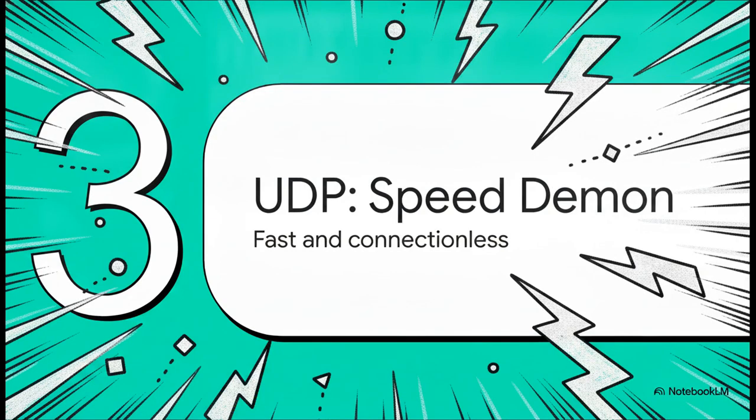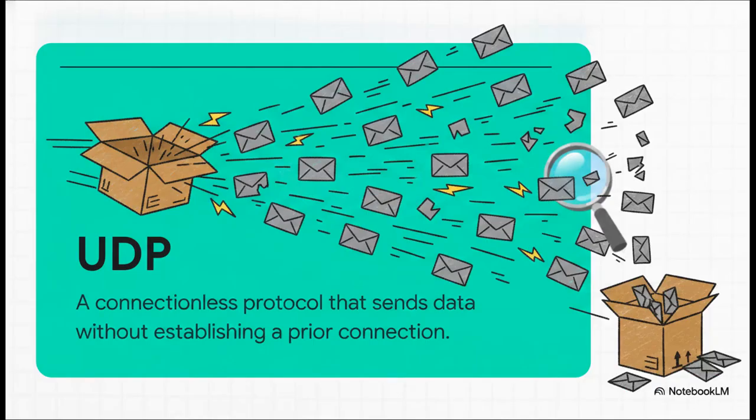But what if you don't care about perfect receipts? What if you just want raw speed? Section 3, UDP, the speed demon. Fast and connectionless. UDP stands for User Datagram Protocol. And in stark contrast to TCP, UDP is totally connectionless. No prior handshake, no polite introductions. UDP just gathers up the data and blasts it out onto the network without guaranteeing reliable delivery or ordered arrival. It is lightweight, it is lightning fast, and it's completely unapologetic.